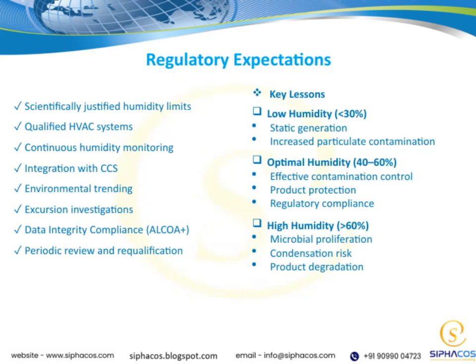Let's break down the key lessons on humidity control. When humidity drops below 30%, static builds up, and particulate contamination rises, both big risks. Between 40 and 60%, we hit the sweet spot. Contamination is controlled, products stay protected, and regulations are met. But above 60%, microbes thrive, condensation forms, and products degrade. Meeting regulatory expectations means setting science-backed limits, using qualified HVAC systems, monitoring continuously, and keeping data integrity front and center. It's a cycle of review, trending, and investigation to stay on track.